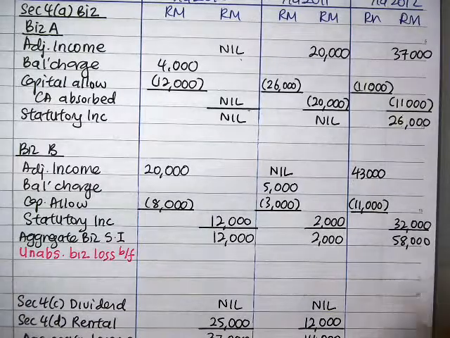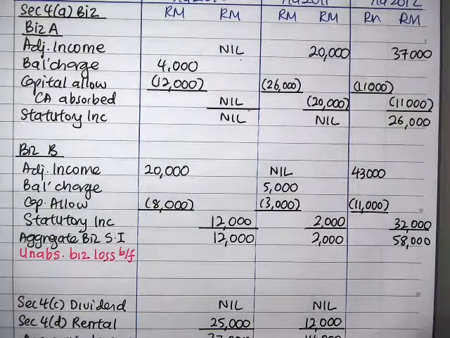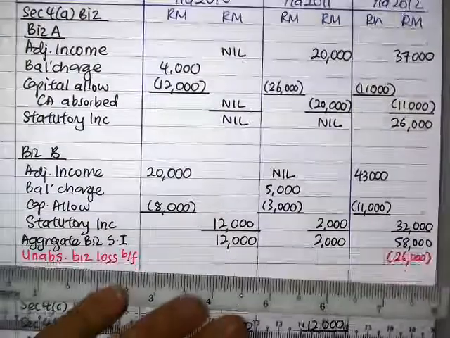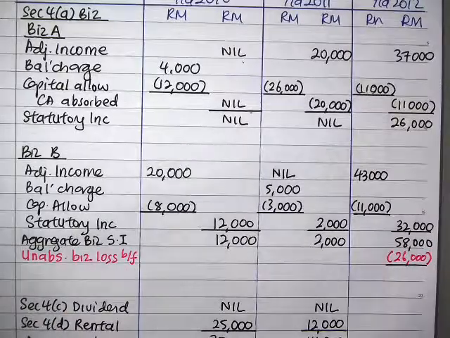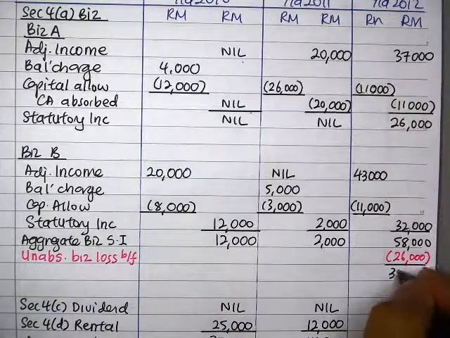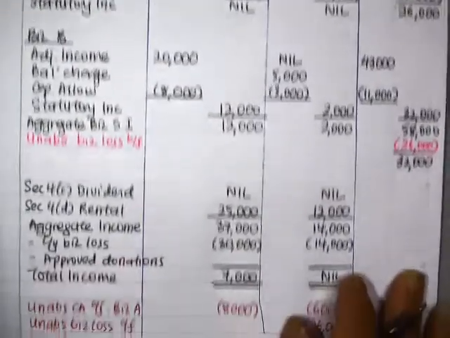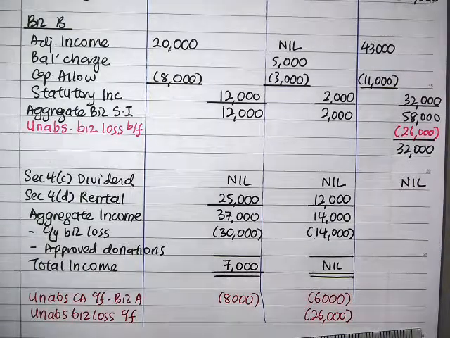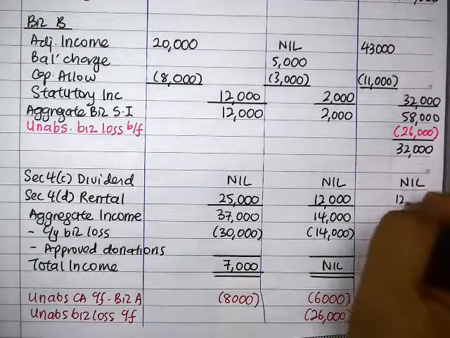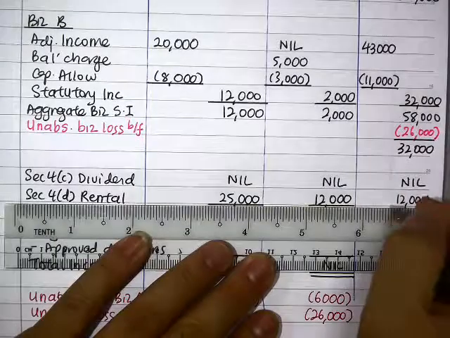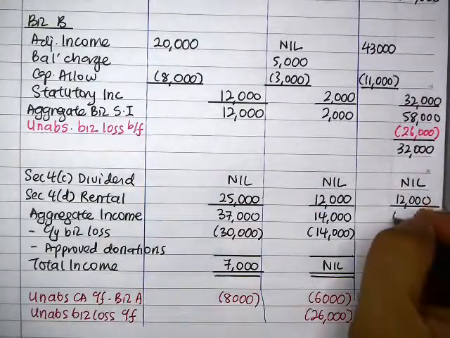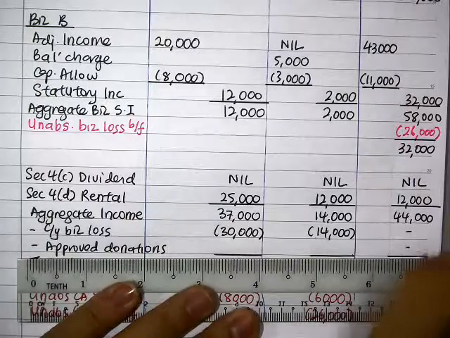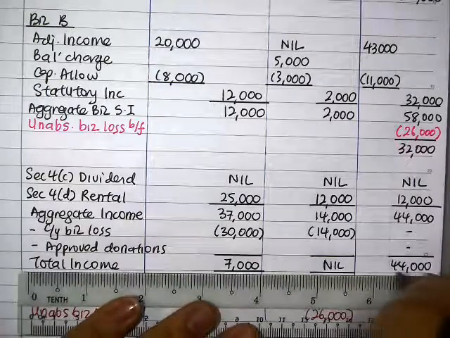Not forgetting you have unabsorbed business loss 26. Now this will bring your net business statutory income as 32. Dividend is tax exempt, so you're going to put a nil, and your rental is 12,000. Right, so 44, no business loss, no donation, so your total income is 44.